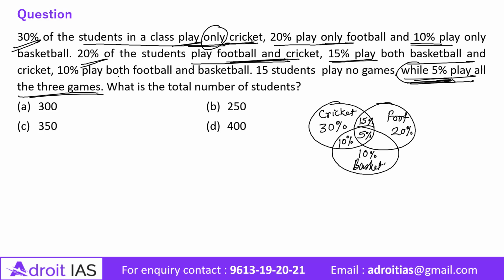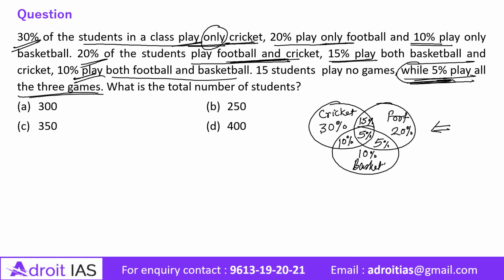Now 10% play football and basketball. For football, 5% is already here, so we are left with 5 more percent, right? So everybody, this is the data of the candidates who play at least 1 game, I mean, who are the sports persons. This is the data of those students who are sports persons.